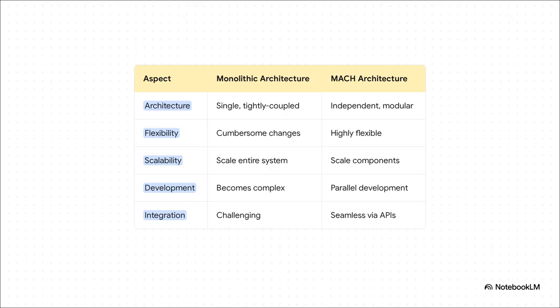With a monolith, making even a small change is a huge, risky project. With MACH, you just update one small service at a time. And scaling? To scale a monolith, you have to scale the entire system, which is crazy inefficient. With MACH, you just give more power to the one piece that's working hard. It's really the difference between having to rebuild your whole house just to renovate the kitchen.